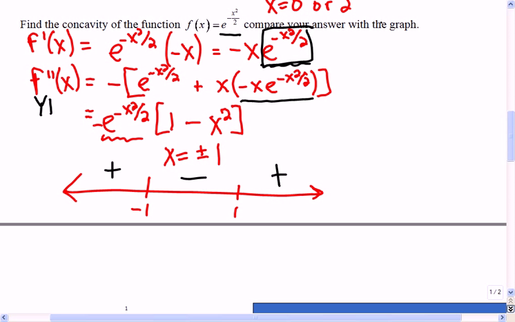Okay. How are we doing so far? Going too fast, too slow, just right? Goldilocks?